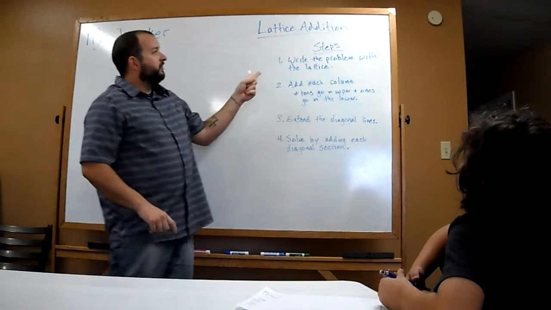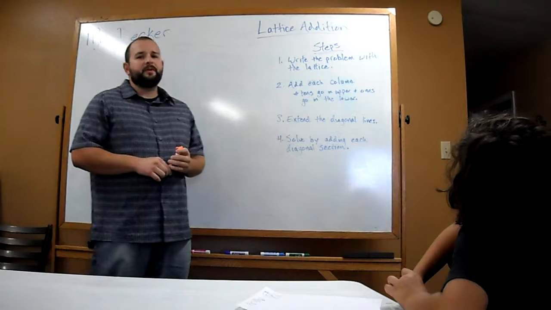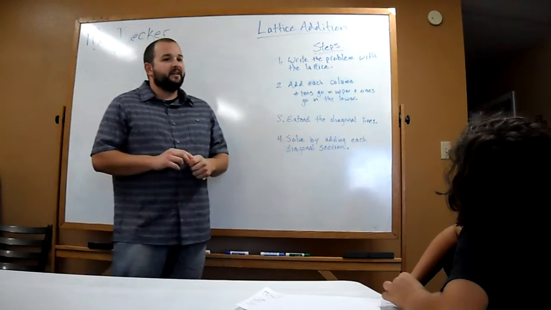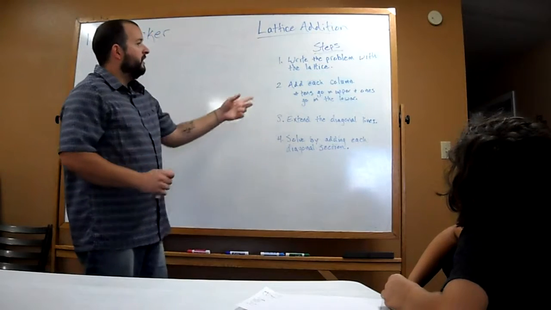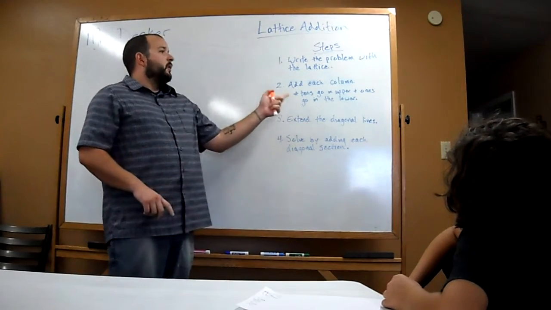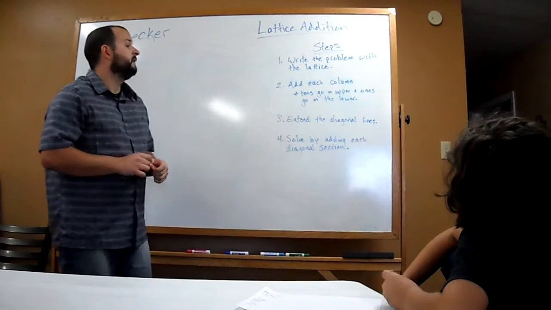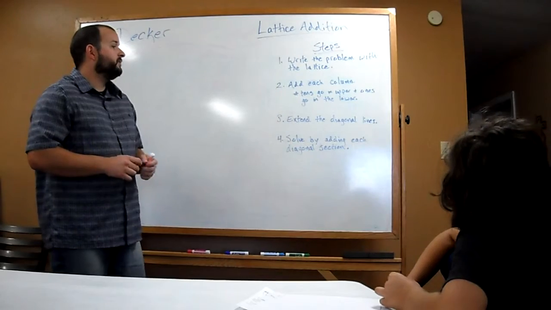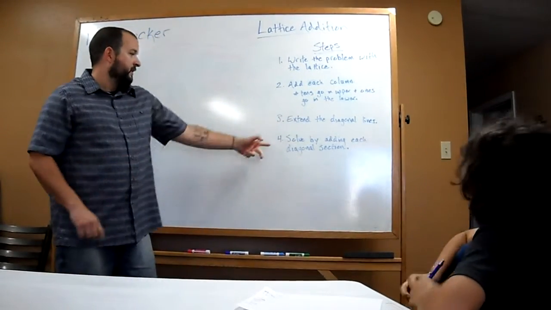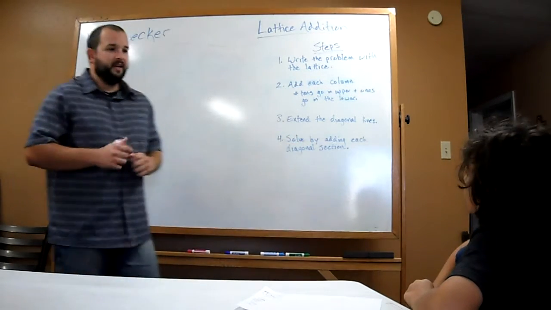I went ahead and wrote down our 4 steps over here. The first step, all we're going to do is write down the problem with the lattice. I'll show you what the lattice here is in a minute. Our second step, we're going to add each column, and then the 10s will go in the upper spot of the lattice, and the 1s digit will go in the lower. Our third step will be to extend the diagonal lines, and then our fourth and final step we're going to solve by adding each diagonal section.